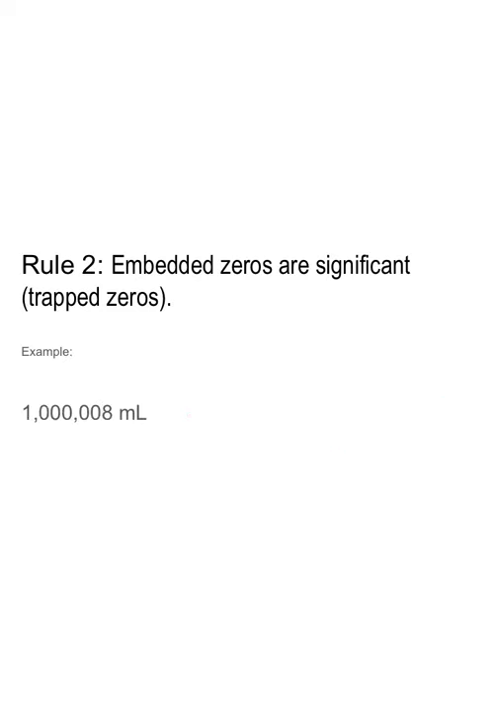Our next example is 1,008 milliliters. 1 is a non-zero number, so that 1 is significant. 8 is a non-zero number, so it is also significant. And what we find is here we have 1, 2, 3, 4, 5 zeros that are trapped or embedded in between the 1 and the 8, which is going to result in 7 significant figures in this measured value.